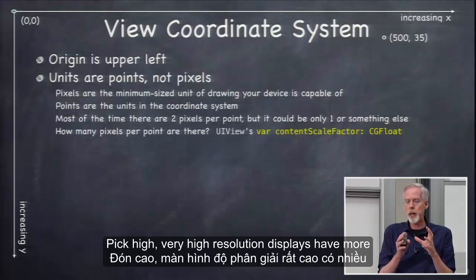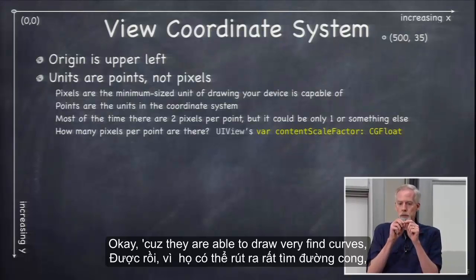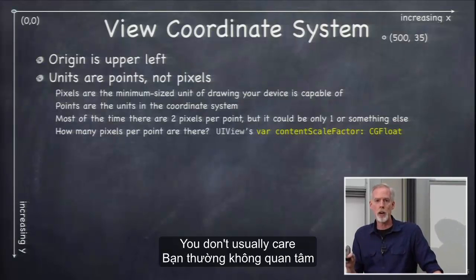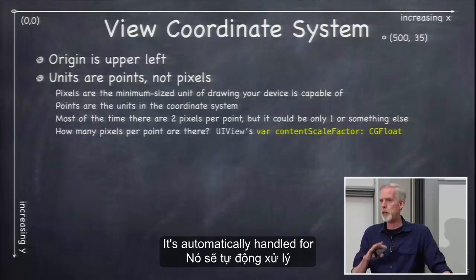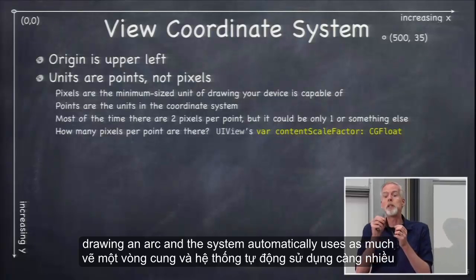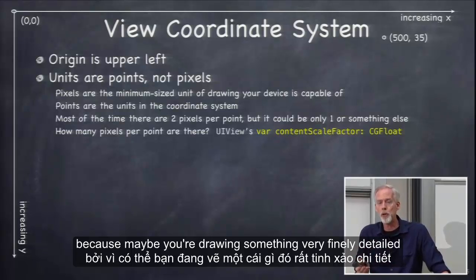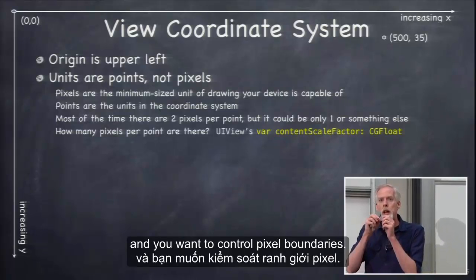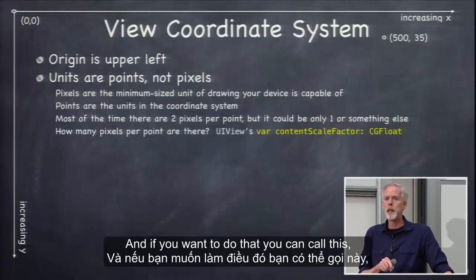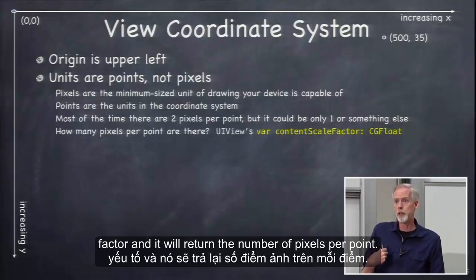Very high resolution displays have more than one pixel per point, because they're able to draw very fine curves, very fine text, etc. You don't usually care about the difference between points and pixels. It's automatically handled for you because you're doing things like drawing text or drawing an arc, and the system automatically uses as many pixels as it can to make things nice. But occasionally you do care, because maybe you're drawing something very finely detailed and you want to control on pixel boundaries. If you want to do that, you can get this property in View called content scale factor, and it will return the number of pixels per point.